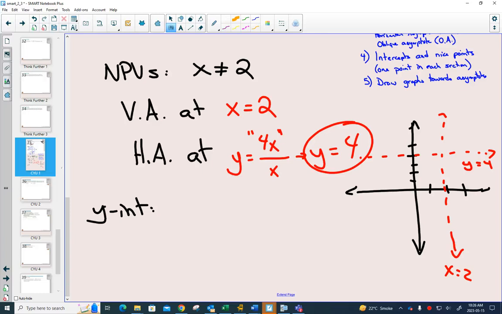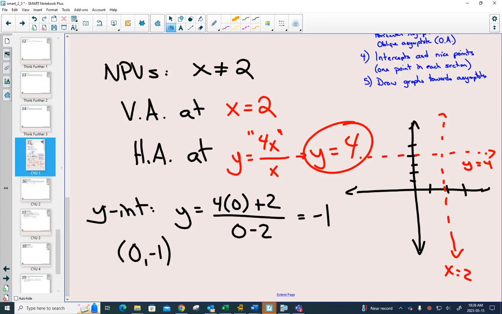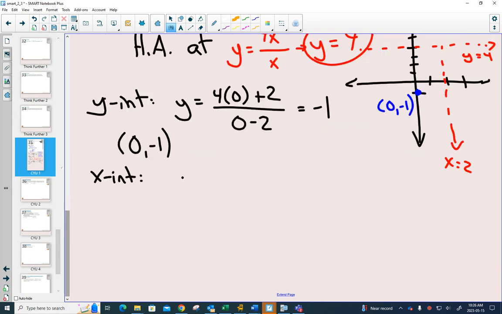How do you find the y-intercept? You plug in 0 for x. Go to our original equation. It was (4x plus 2) over (x minus 2). So 4 times 0 plus 2, over 0 minus 2. And so you get a y-intercept and label it at (0, -1). Next, we'll find the x-intercept. You find an x-intercept by plugging in 0 for y.